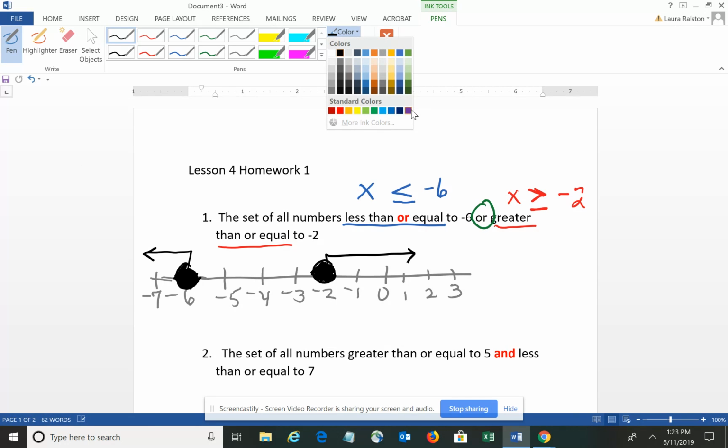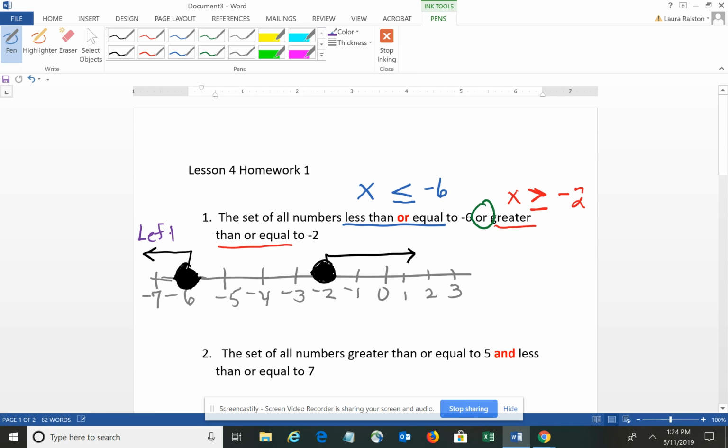If I were going to write this in interval notation, you always read your number line. You always want to start at the left and read to the right, just like you typically would read a page in a book. So if I start at the left, even though I can't really see it, this is going to continue on forever and ever. Mathematically, the way we represent that is with negative infinity. So I would start way over here on the left at negative infinity, which always gets a parenthesis.